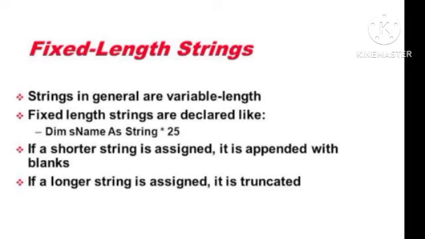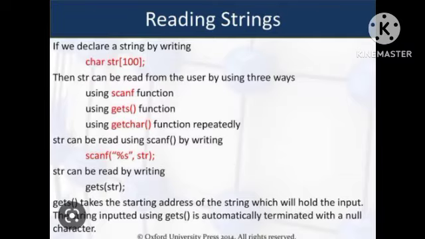Fixed length strings. Strings in general are variable length. Fixed length strings are declared like char name[25]. If a shorter string is assigned, it is appended with blanks. If a longer string is assigned, it is truncated. In fixed length strings of the C programming language, strings are general or variable length.